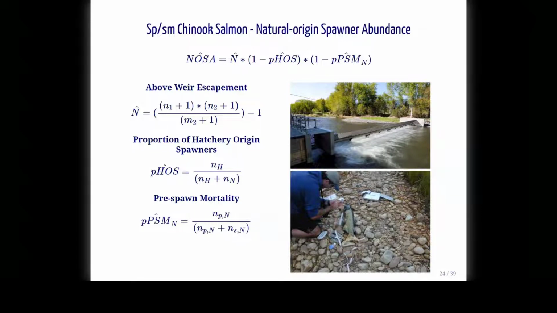Okay. And again, this isn't necessarily how we do this for our typical reporting process, which includes natural origin spawner abundance for the entire population. This sort of calculation is really just looking at spawner abundance upstream of the weir, just for illustrative purposes.